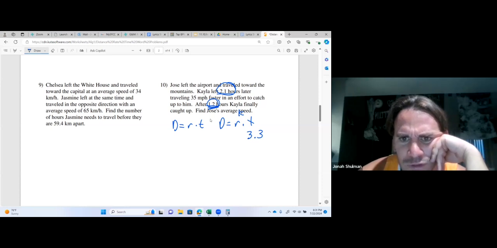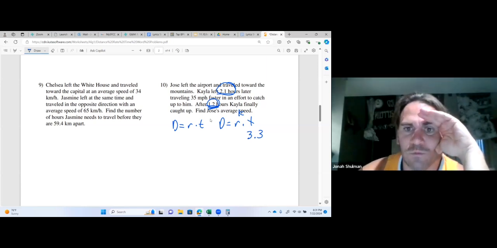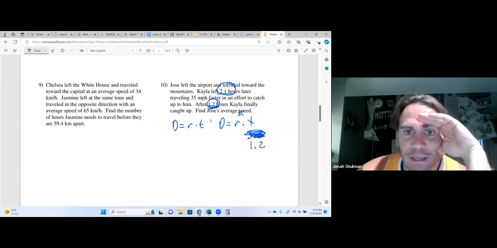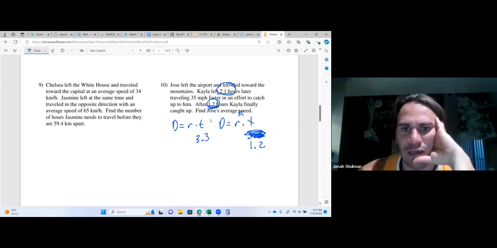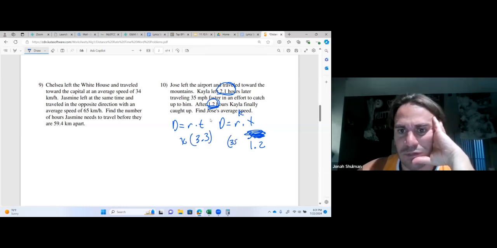Why is her time 1.2? Kayla left 2.1 hours later and traveled faster to catch up to him after 1.2. Oh, so Kayla's time is 1.2 and Jose's time is 3.3. Nice. Now this is X. The distance has to be the same. And hers is, I guess I just put them in the wrong space. Hers is 35 plus X. Oh my God, I did it.